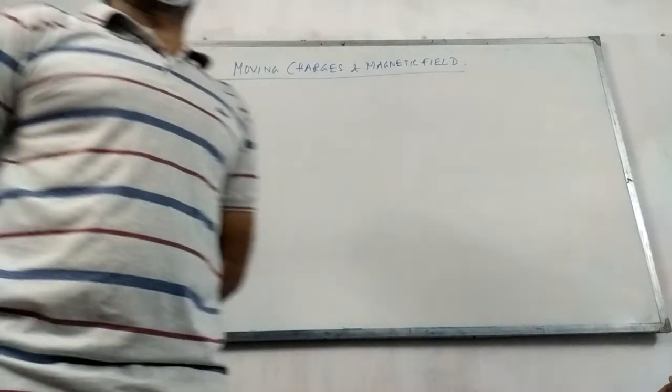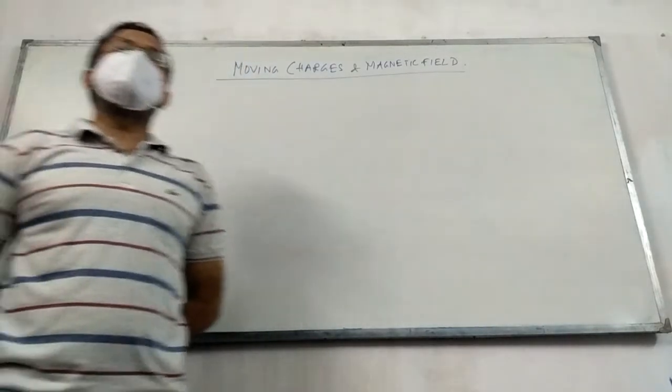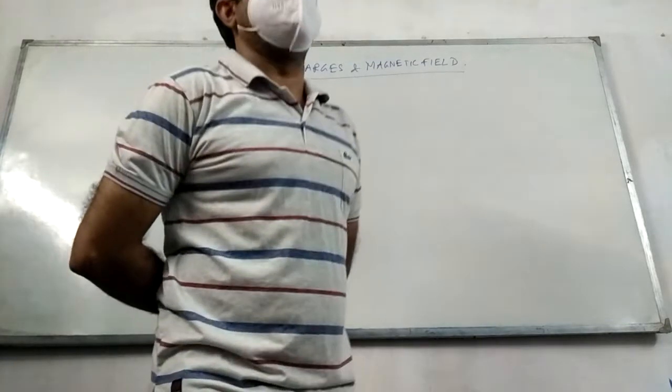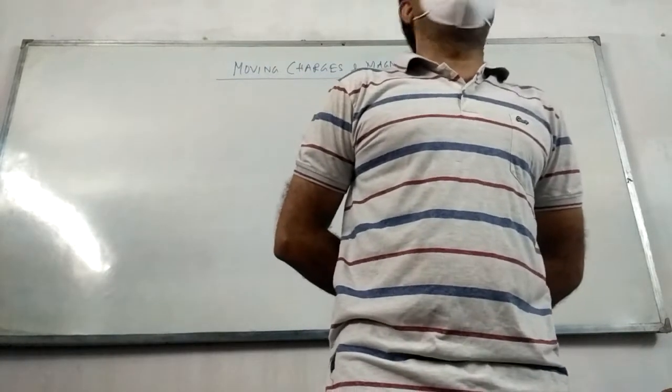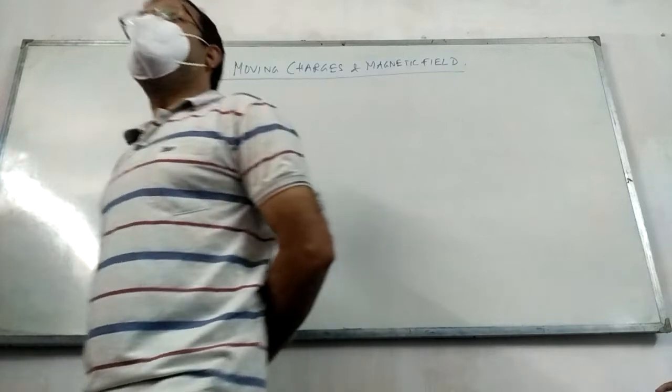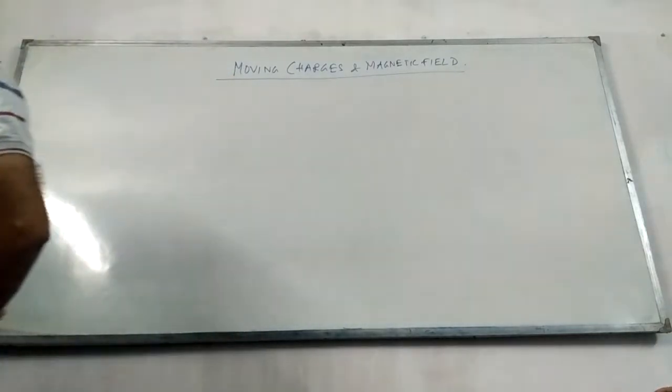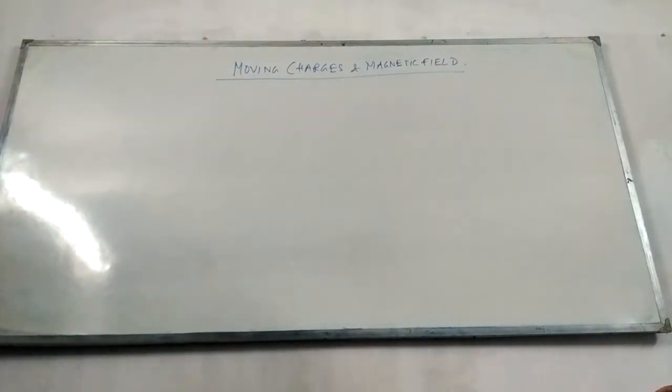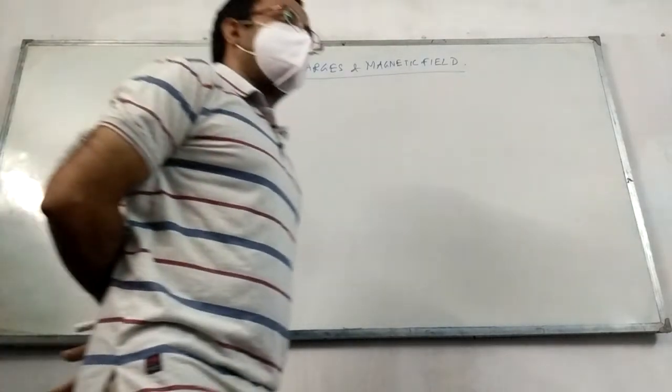Exactly, moving charges, that is why it is named moving charges. Charges at rest do not experience a magnetic field, neither do they produce a magnetic field, but charges in motion alone produce the magnetic field. Is this clear? Clear to all of you?